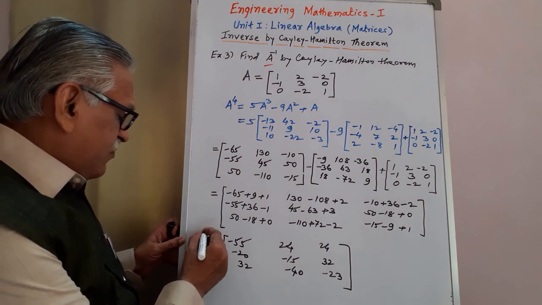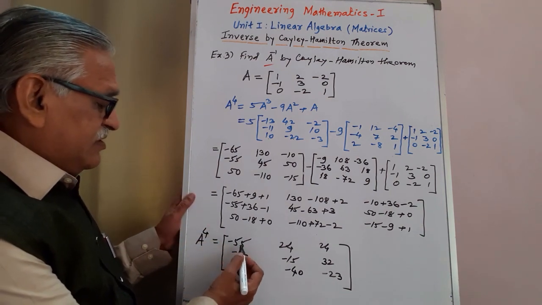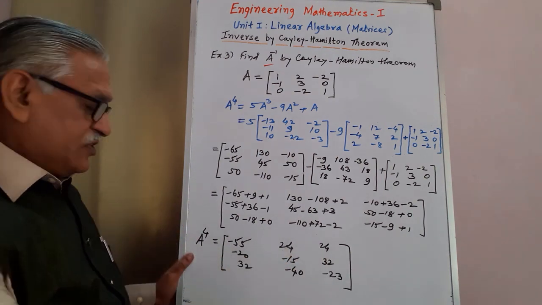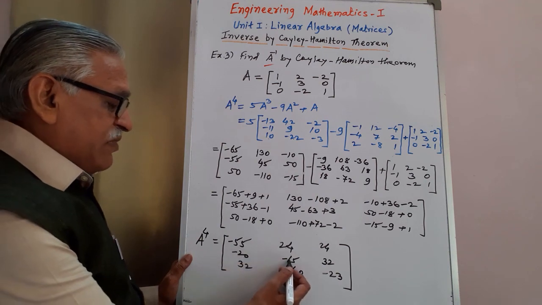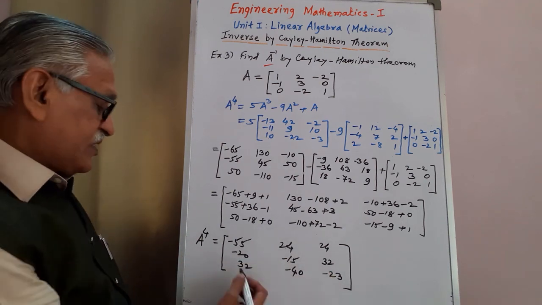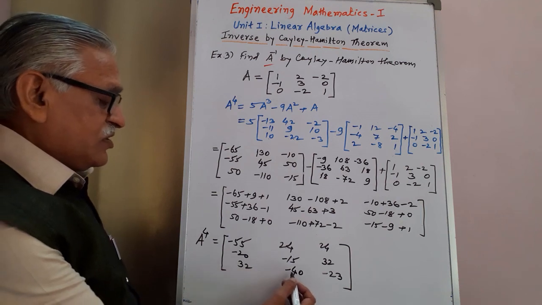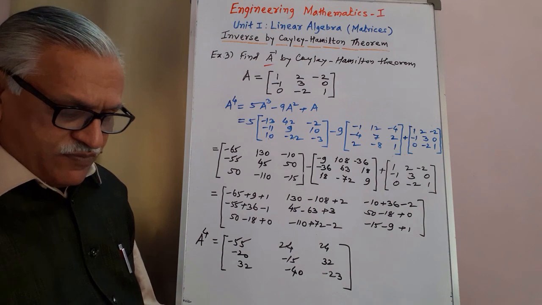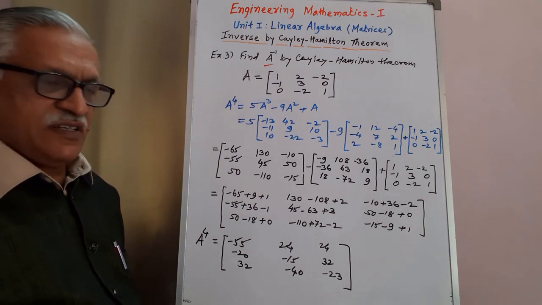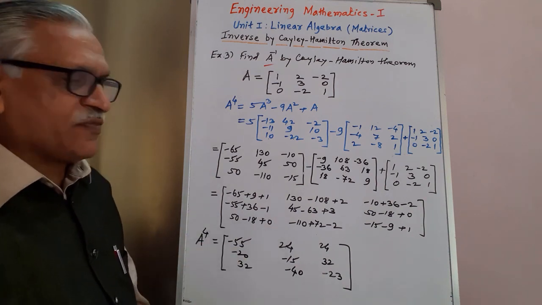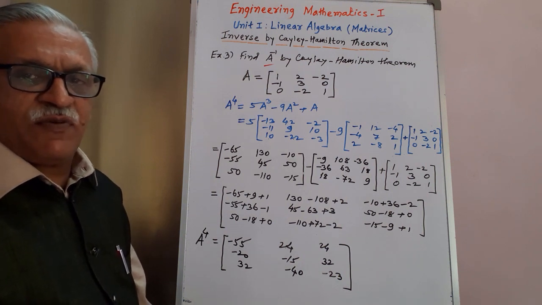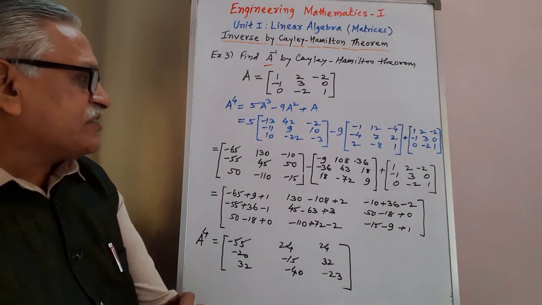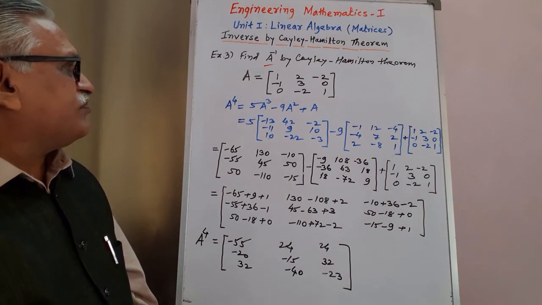Therefore, the matrix of A raised to 4 has elements: first row minus 55, 24, 24. Second row minus 20, minus 15, 32. Third row 32, minus 40 and minus 23. It is somewhat lengthy to perform, but not difficult. You only have to know where to add and subtract, the way to perform such arithmetic addition and subtraction of the elements.